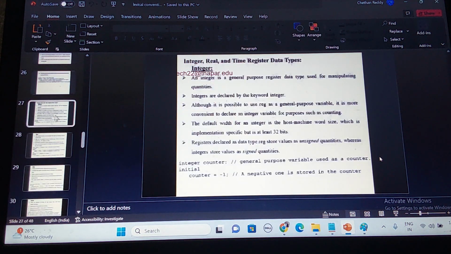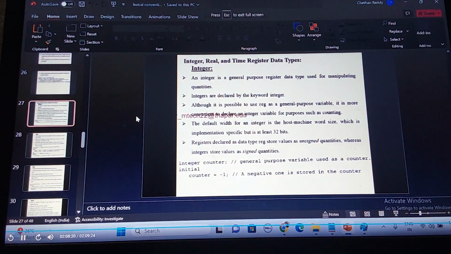Tomorrow let us go with other data types. We call them the integer data type, real data type, time data type, and real time data type. So now we have talked about the data types: net data type, reg data type, and how to initialize the net with vectors, net with scalars, reg with vectors, reg with scalars. Next class we will begin with the other data types: integer, real, real time, and time.